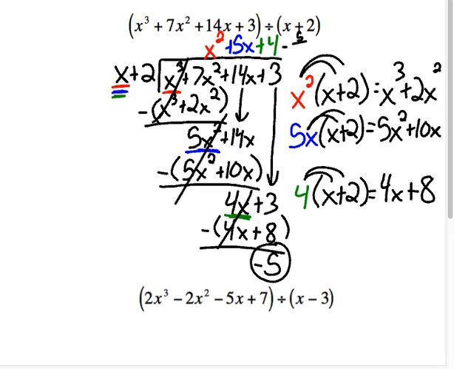So I put it up top with the others, but it's still being divided by the x plus 2. It is remaining with that piece. So this whole expression here is going to represent your answer when you divide those two polynomials.